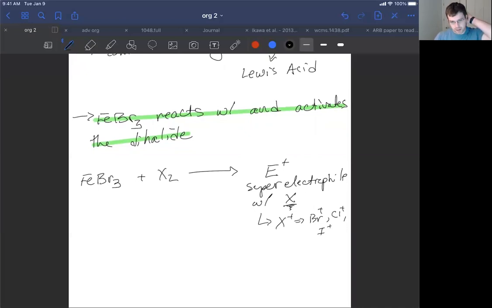Now, if you recall from our understanding of Br2, Cl2, and I2, they are kind of already like Br plus, Cl plus, and I plus. It's just a halogen attached to a good leaving group. But there's no dipole because they have the same electronegativity. So we use the catalyst to activate.